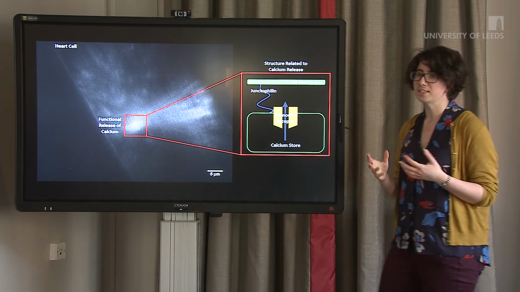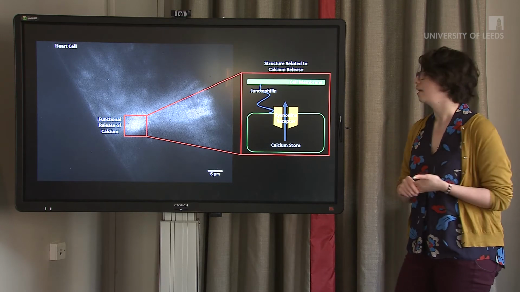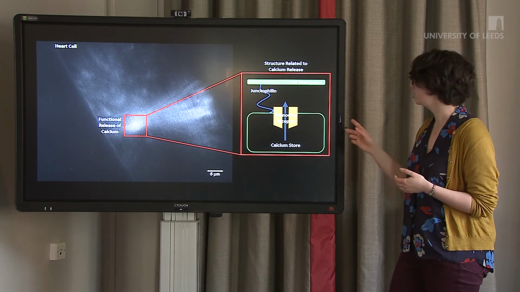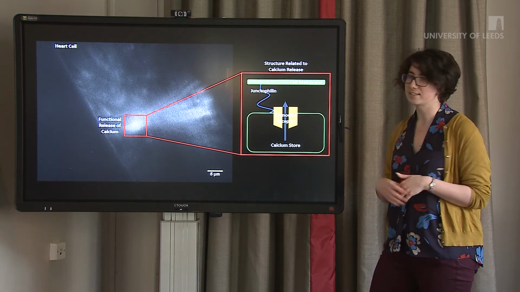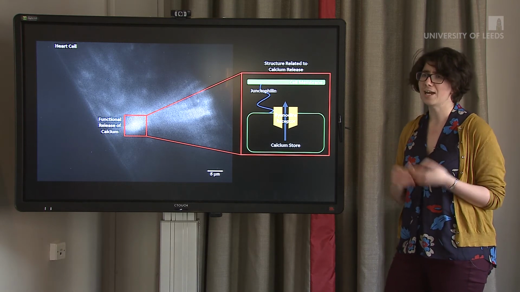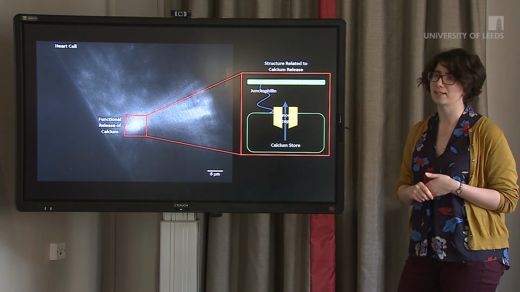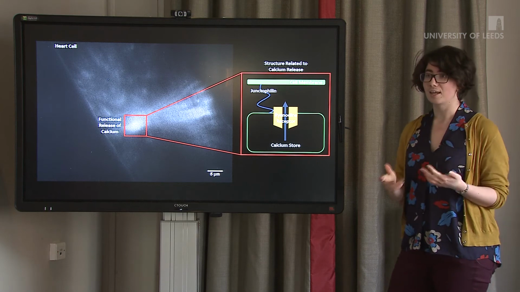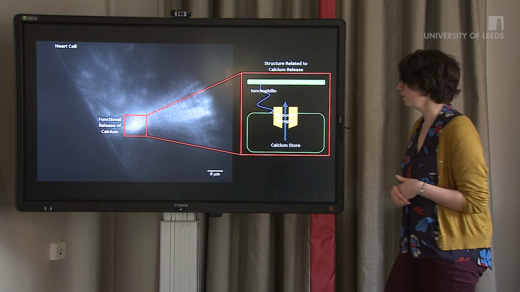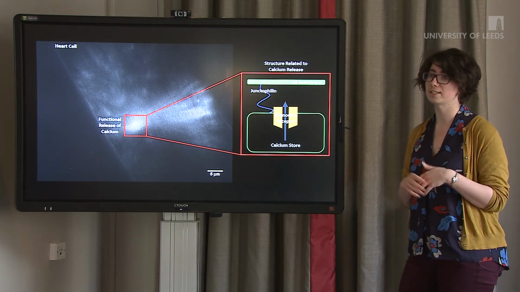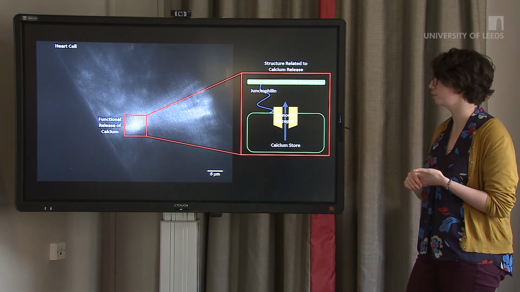However, imaging techniques have so far been limited in providing the ability to actually visualize changes at this scale within the heart. And how can you possibly begin to understand something that you cannot see? Therefore, within my PhD, I'm actually using a Nobel Prize winning technology called super resolution microscopy.